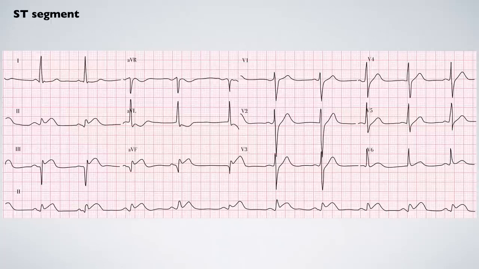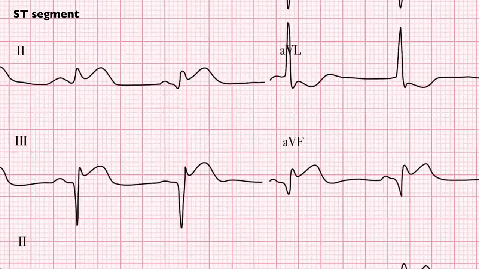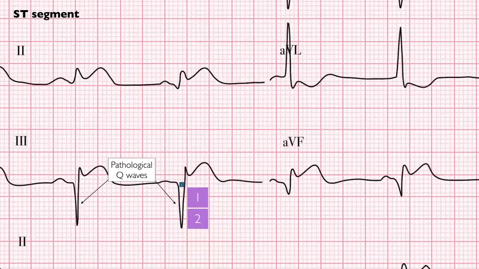In this next example, ST elevation is present in the inferior leads. Note that pathological Q waves are also present, suggesting significant myocardial injury. Pathological Q waves are confirmed by having a duration of greater than 1 small square or having a depth equal to or greater than 1 large square.